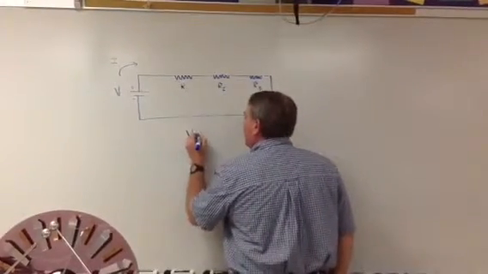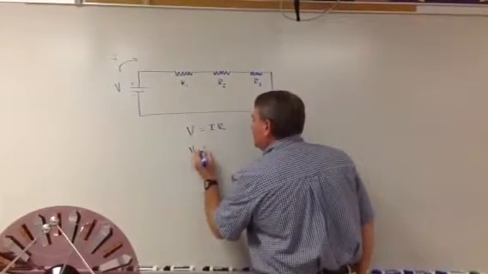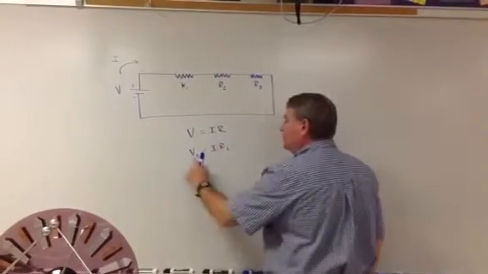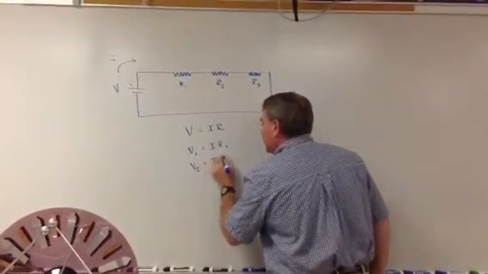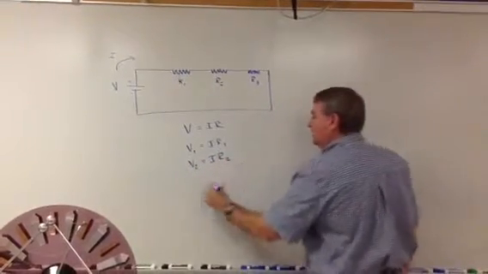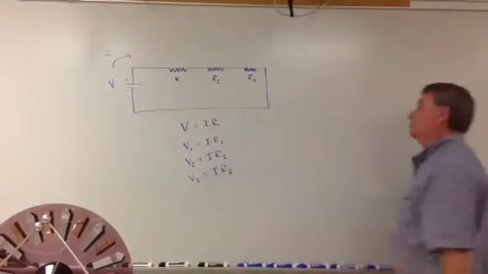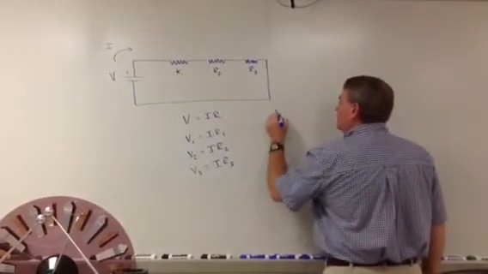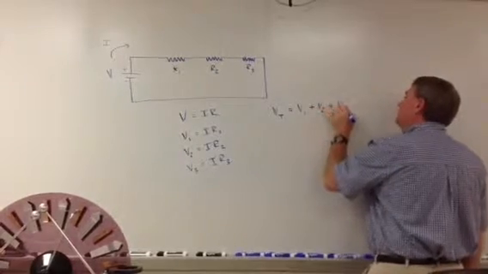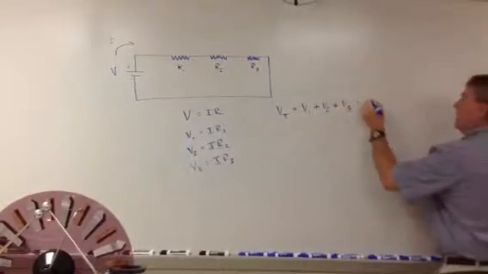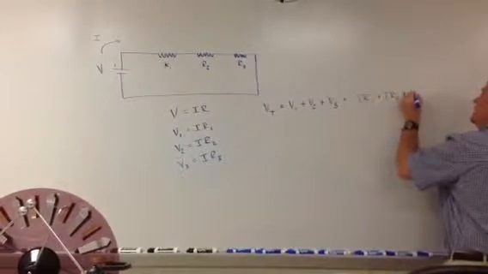We're going to look at Ohm's law, V equals IR. So V1 is equal to IR1. That's the voltage drop across the first resistor. V2 is IR2. That's the voltage drop across the second resistor. V3 is IR3. That's the voltage drop across the third. The total voltage, VT, is equal to V1 plus V2 plus V3, and that's equal to IR1 plus IR2 plus IR3.